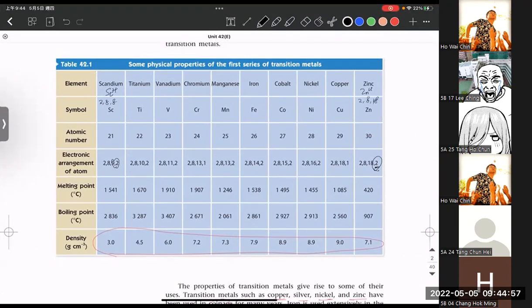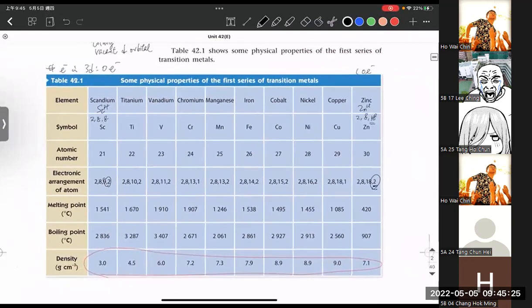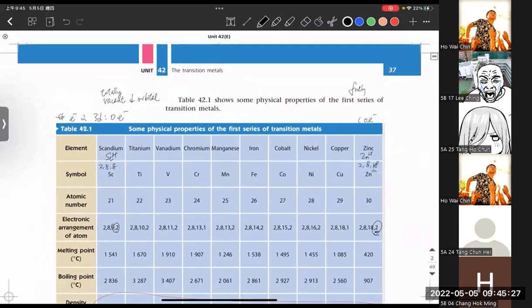Okay, so go back to the 3d orbital. In the 3d orbital, how many electrons are there? 0. How about this? You have got 10 electrons, right? So can you find that? We will call these two the two extremes. One is a totally vacant d orbital, and the other one, with 10 electrons, is a full, filled d orbital.